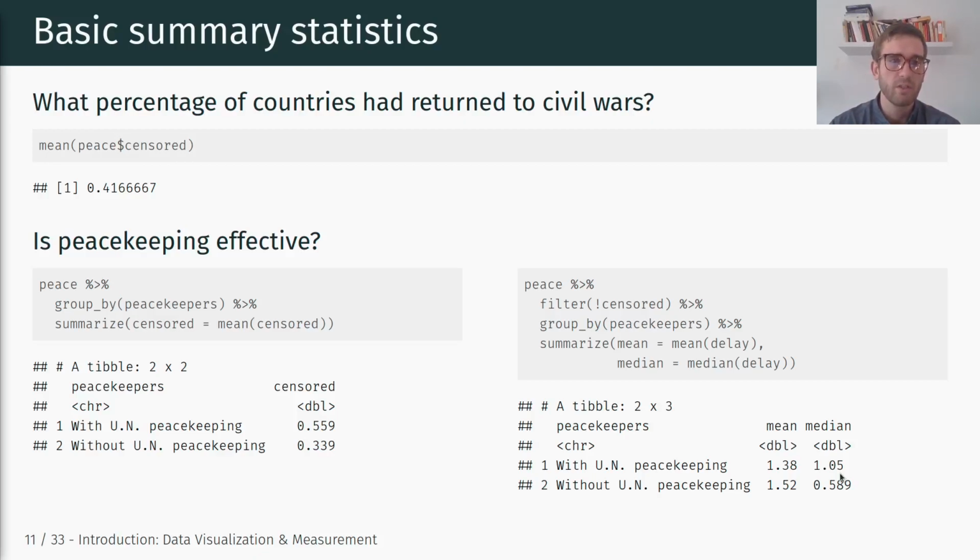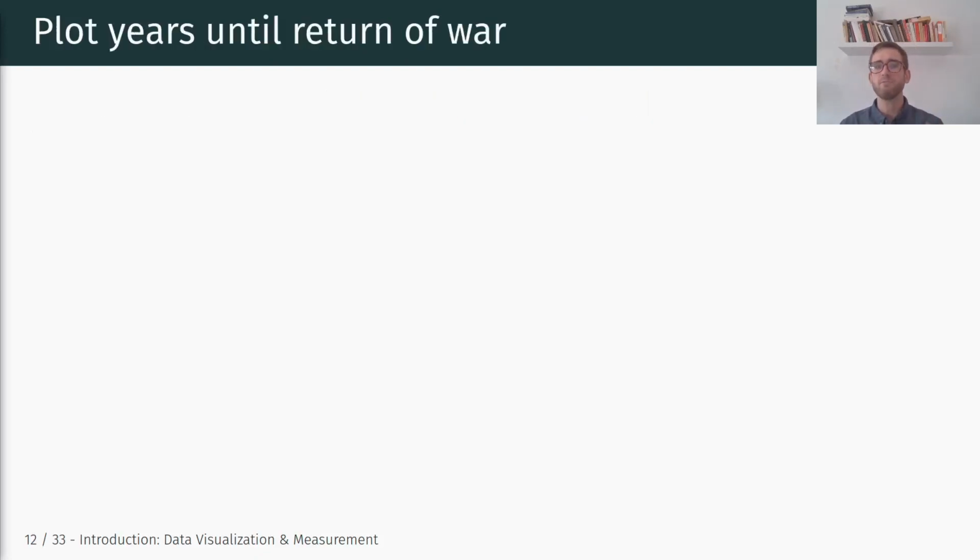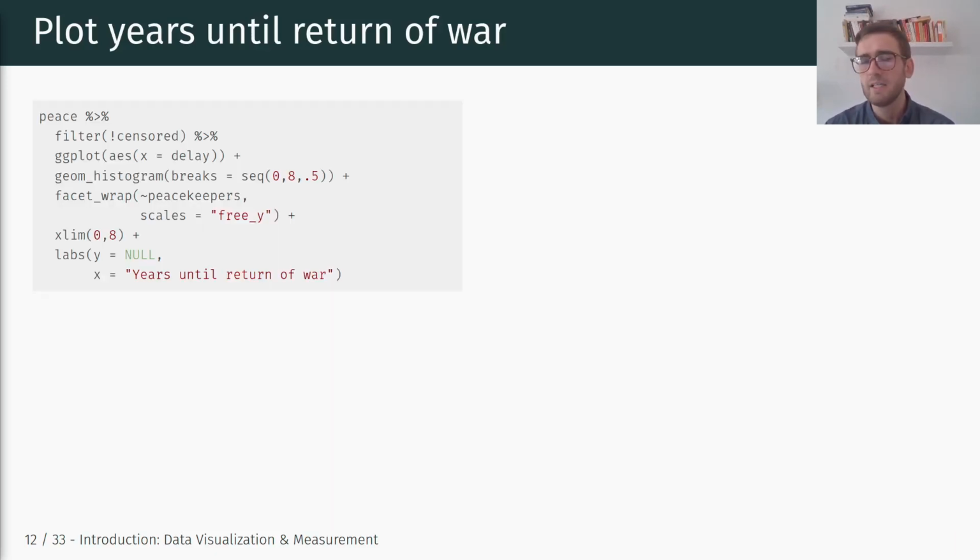And in general, it was less likely to return to war if there was a UN peacekeeping mission as well. Okay, so obviously, and in the book, there's also a little graphic that illustrates this result again. We're just looking at a histogram of the years until return of civil war, and we're just going to replicate this figure really quick.